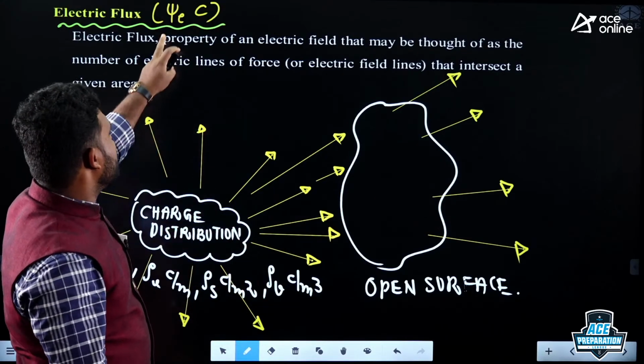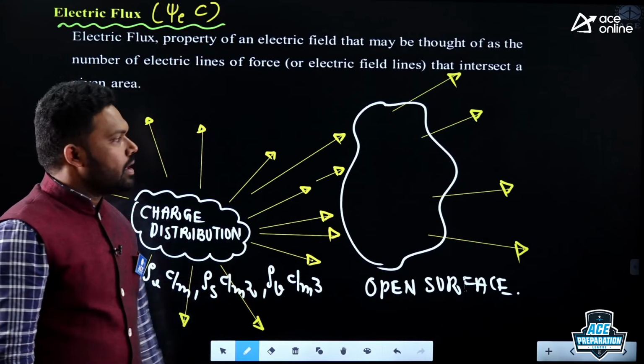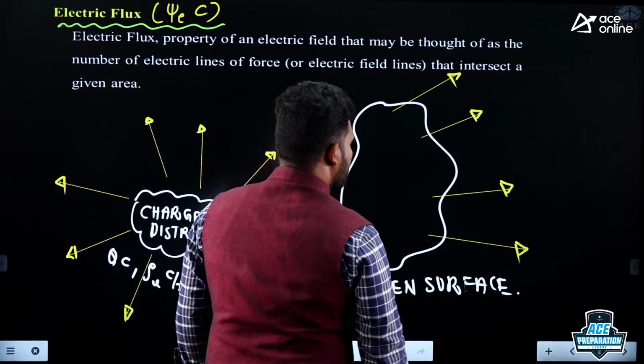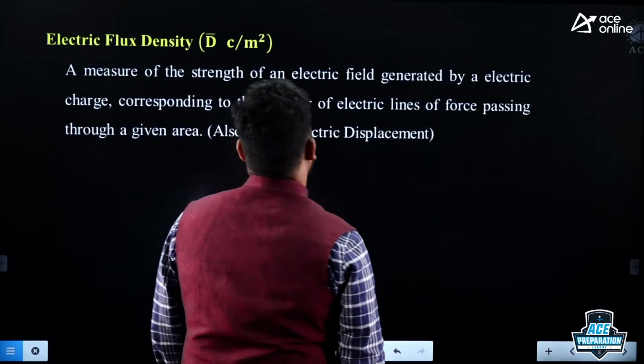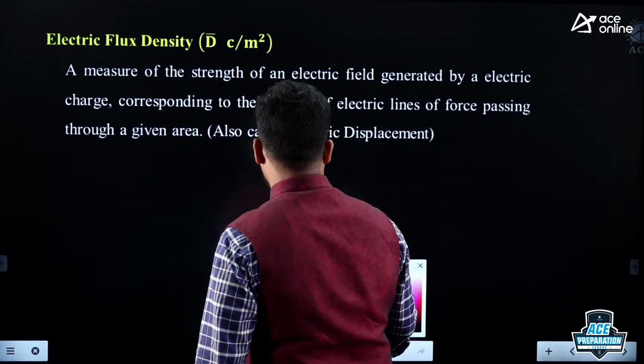And what is the symbol for the flux? It is psi e, in coulombs. Fine. Now we're going to introduce what is called flux density. I'm going to turn the page here. Flux density, the next term.